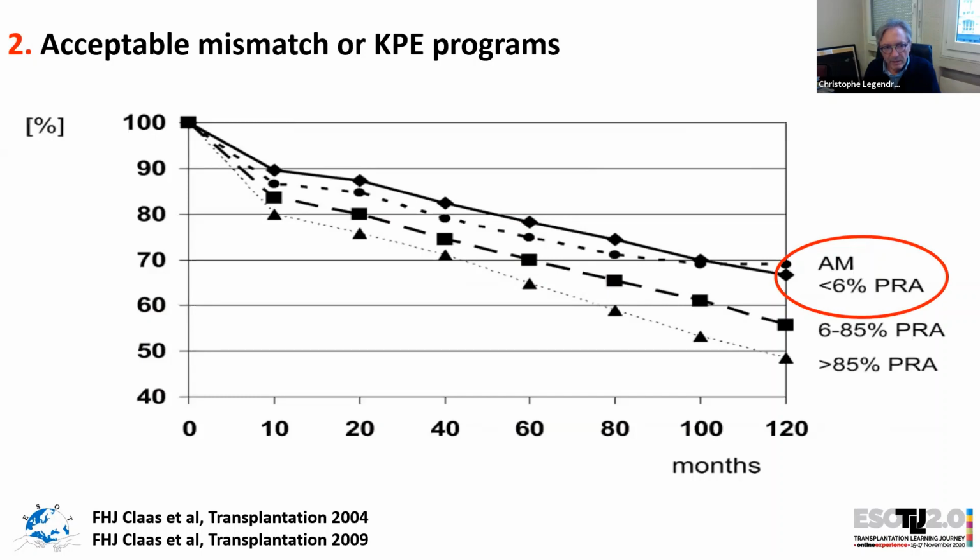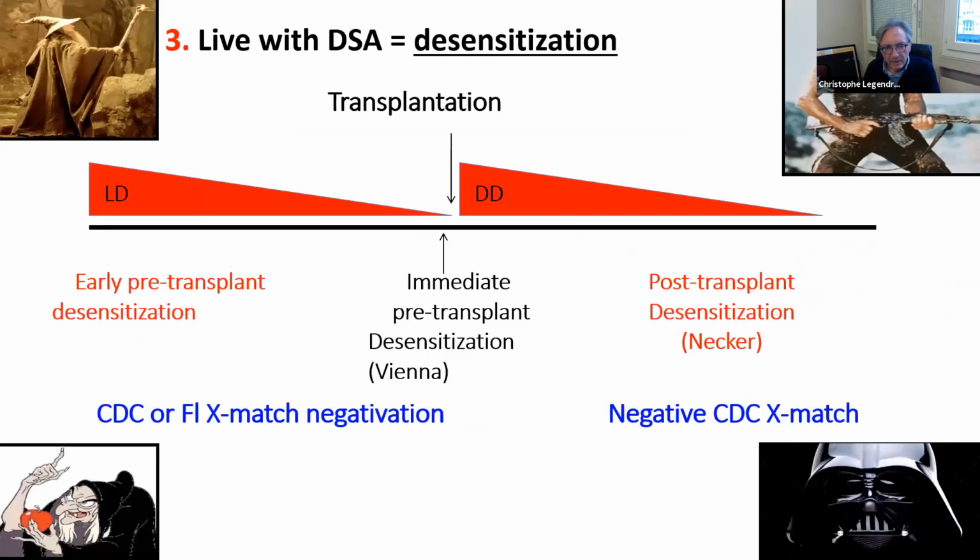And finally, the third way, next slide, to live with this DSA is to desensitize the patients. This desensitization may occur before transplantation or immediately before transplantation, like in Vienna, or you can desensitize post-transplantation like we do in Necker. But in all cases, the CDC cross-match must be negative.